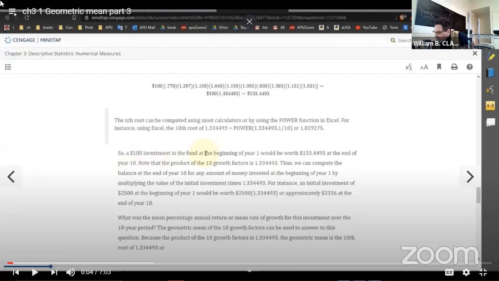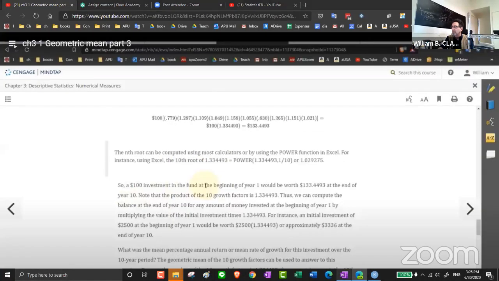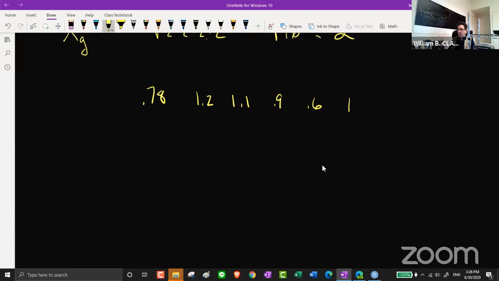so let's think about this. So let's say we have a growth rate of 0.78, and then we have another growth rate of 1.2, and then another growth rate of 1.1, and then a growth rate of 0.9, and then a growth rate of 0.6, and then a growth rate of 1.5. Okay, and we start out with $100. So how much is it worth at, let's see, there's 1 year, 2, 3, 4, 5, 6. How much is it worth at the end of the 6th year? How do we figure that out?